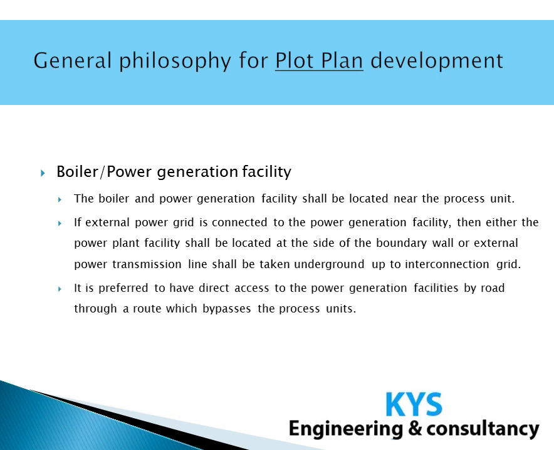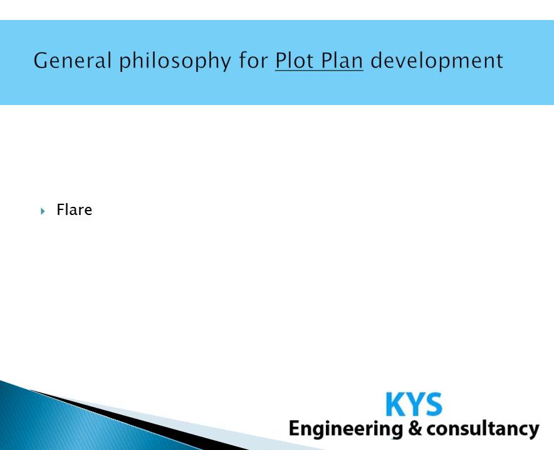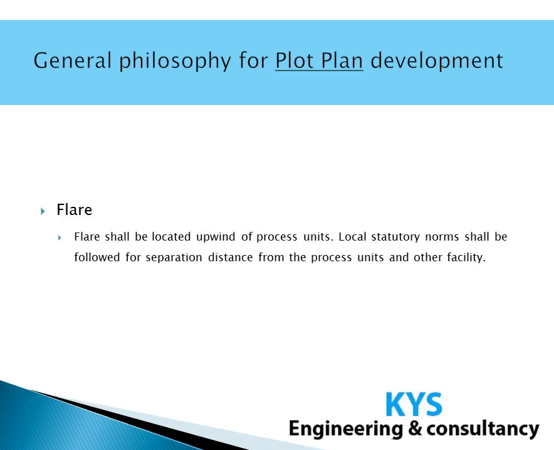It is preferred to have direct access to the power generation facilities through a route which bypasses the process units. Flare shall be located upwind of the process unit, because we may have some leakages in the process units and the gas cloud can travel to the flare if we locate the flare in the downwind direction. So to avoid all these, we locate the flare in the upwind direction.